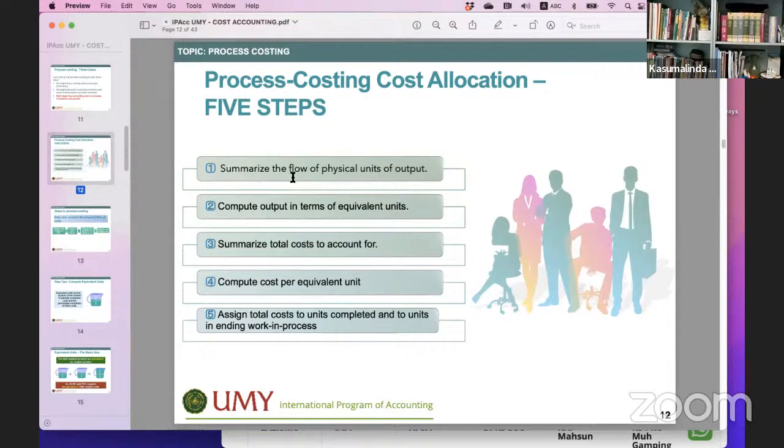The first one is to summarize the flow of physical units. The second one is to compute the equivalent units. Nanti kita akan lihat, we'll discuss what the equivalent units are. The third one is to summarize the total cost to account for. The fourth one is to compute the cost per equivalent unit, and the last one is to assign total cost to units completed and ending work in process. So these are the 5 steps that we will follow closely when we prepare the production report for each department.